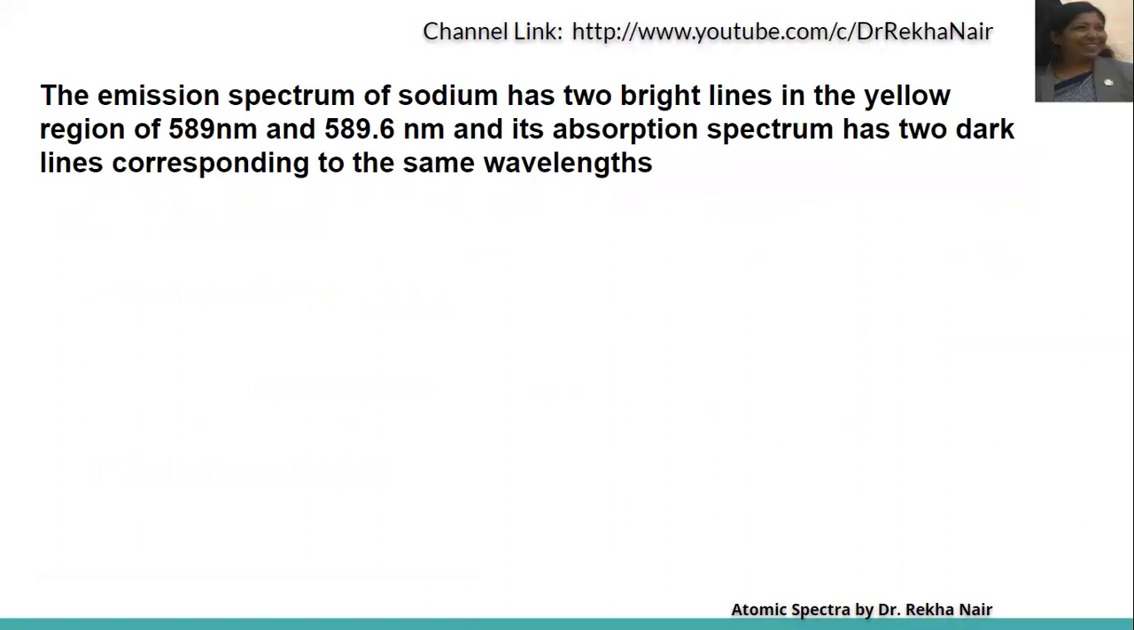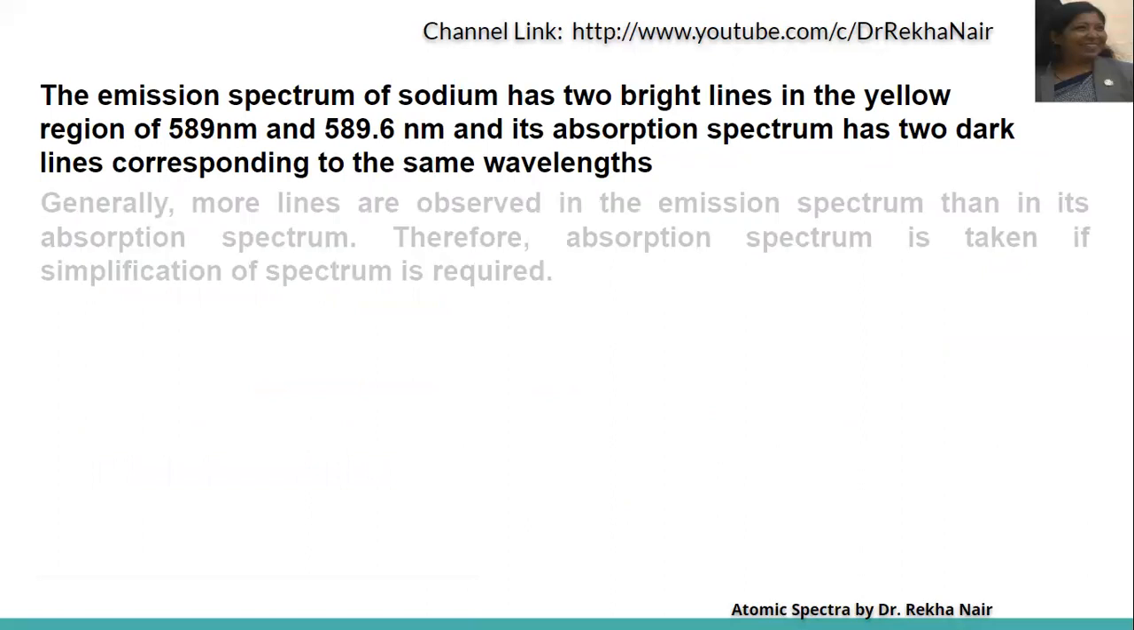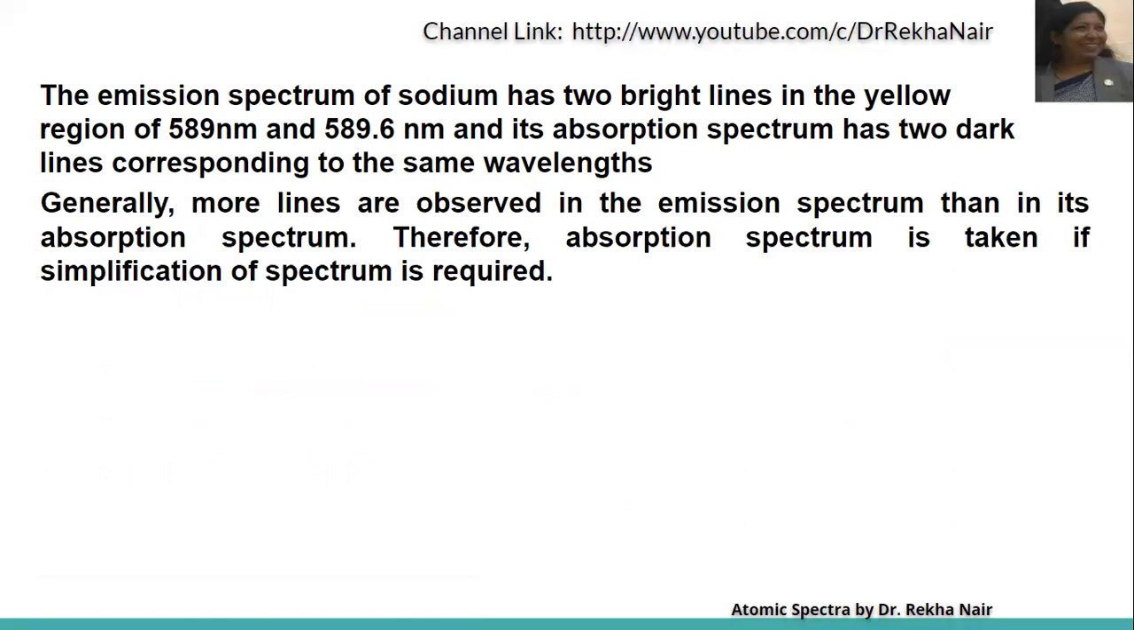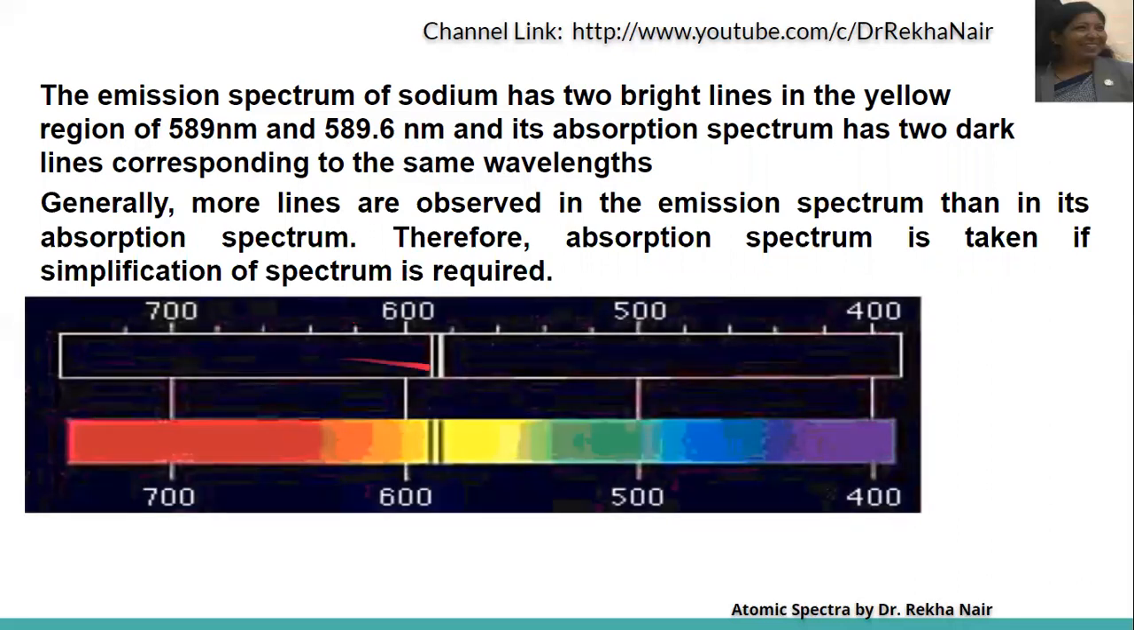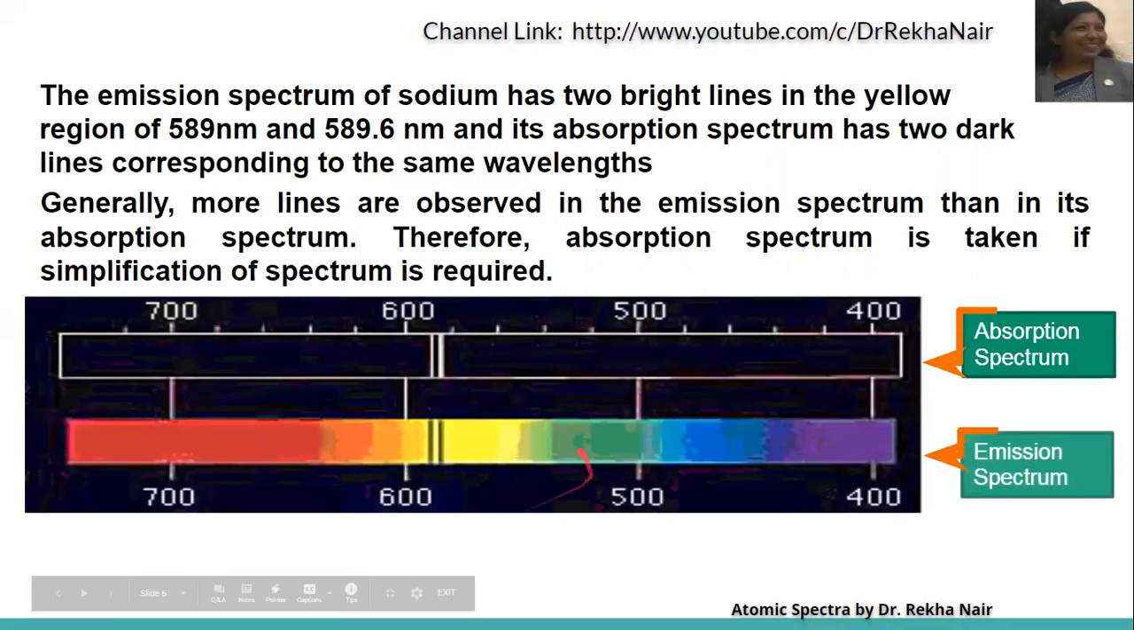The emission spectrum of sodium, for example, has 2 bright lines in the yellow region at 589 nanometer and 589.6 nanometer. You can see here, this is the absorption spectrum. We have 2 lines here, and this is the emission spectrum. We have 2 lines here. So it is at 589 nanometer and 589.6 nanometer.